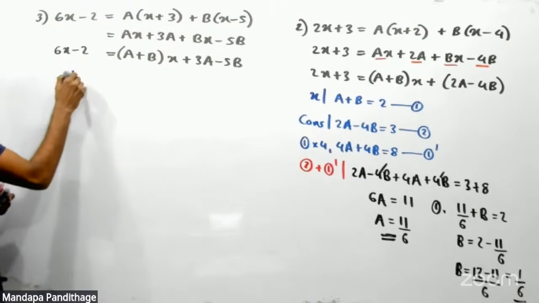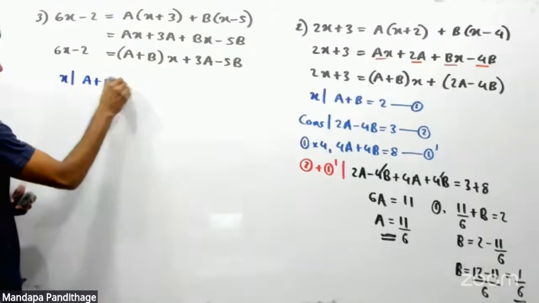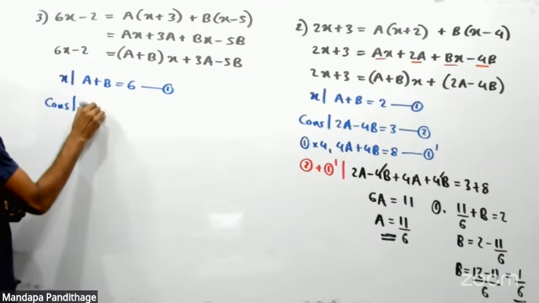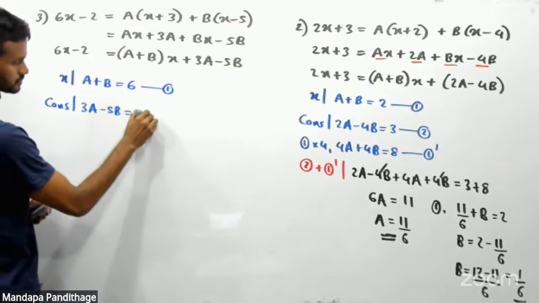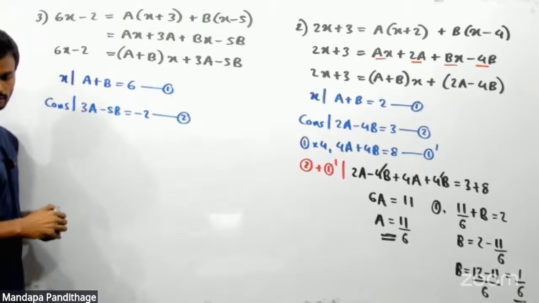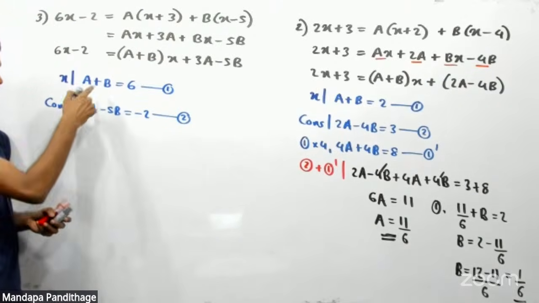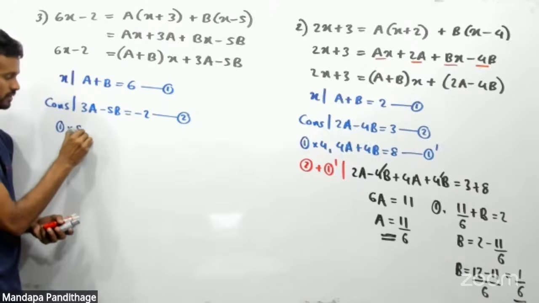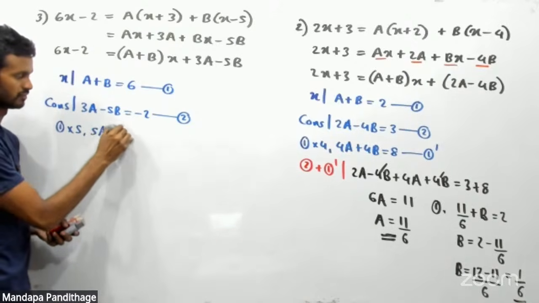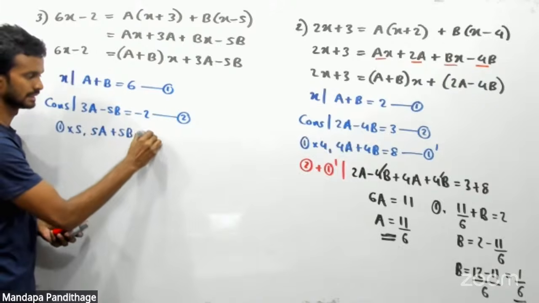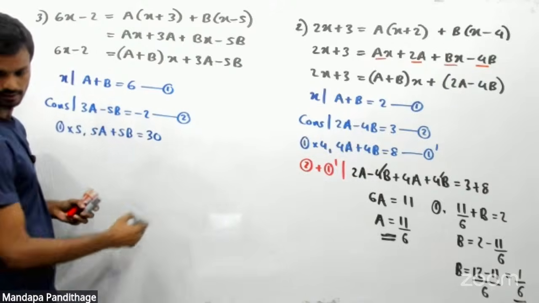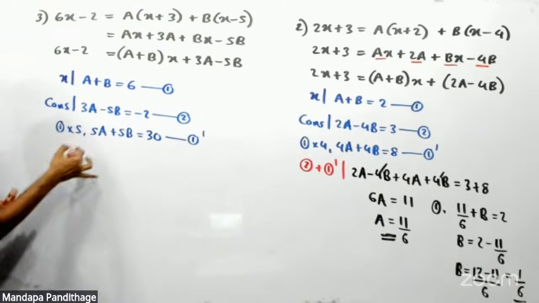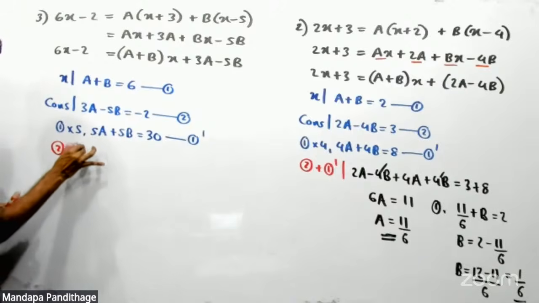From x you get a plus b is equal to 6, and from the constant you get 3a minus 5b is equal to minus 2. Clear? Okay, so then you can multiply this by 5 or multiply this by 3. That is up to you. You can do the simplification in any way. If you multiply this by 5, it gives you 5a plus 5b is equal to 30, then you can add the second one and the first one.